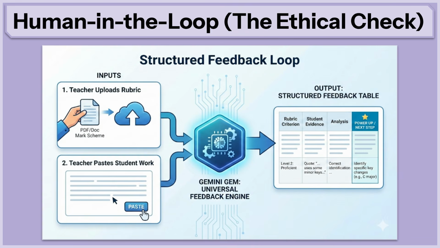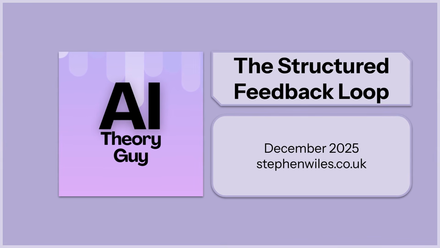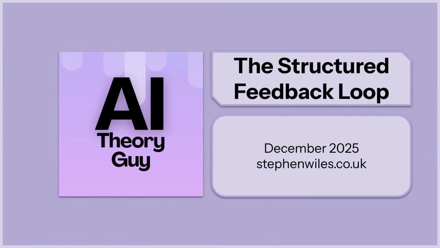As is always the case with AI theory, we keep the human in the loop. The gem does that heavy lifting that I mentioned earlier, the scanning, the mapping, the drafting, but you are the expert who signs it off. This ensures the feedback remains authentic to your voice while saving you loads of time on the manual labor. The structured feedback loop turns marking from a marathon into a sprint.